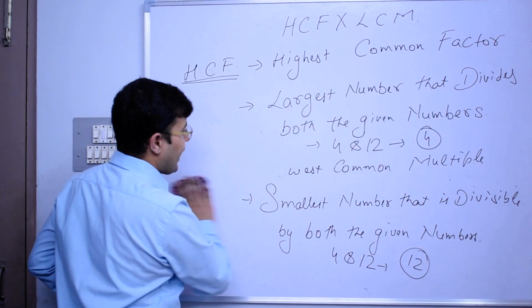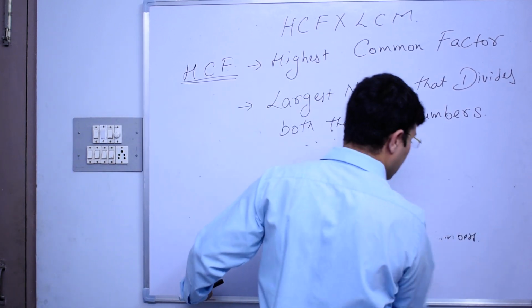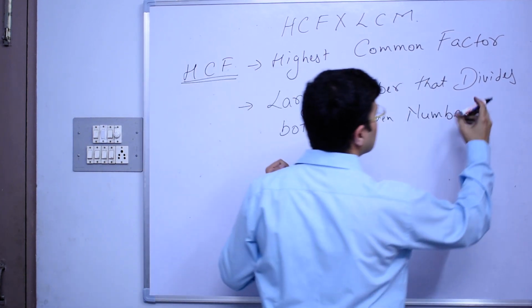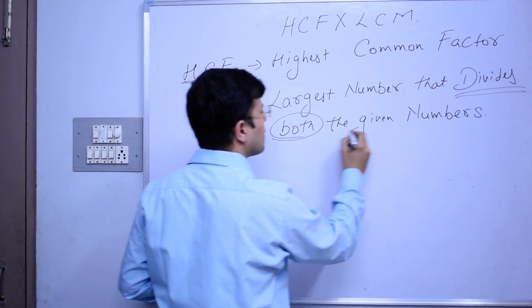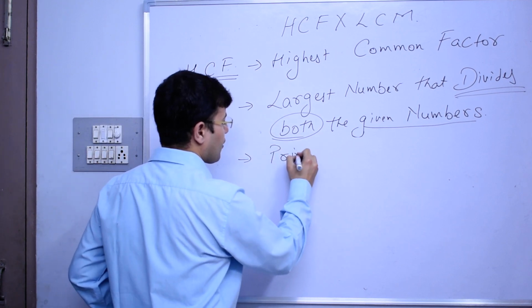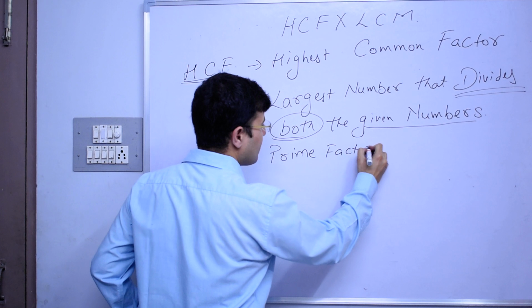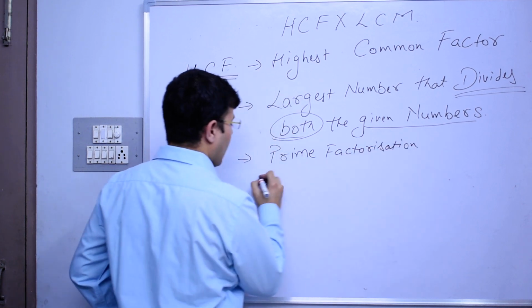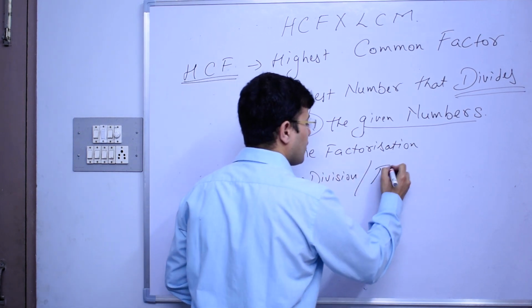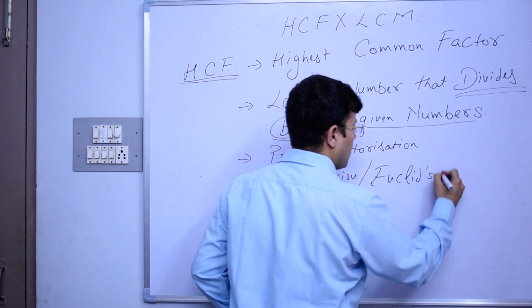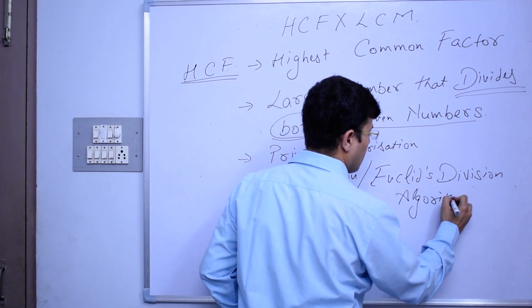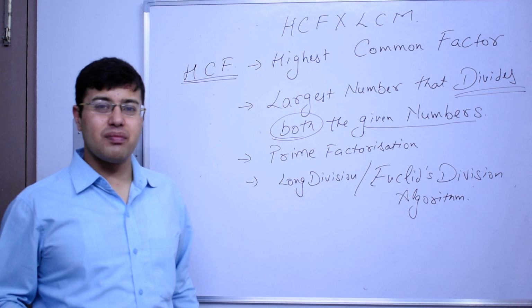HCF means highest common factor, that is the largest number that divides both the given numbers. How are you going to find the HCF? HCF is found out by two methods. One is prime factorization and the other is long division, that is Euclid's division algorithm. We'll discuss them step by step.